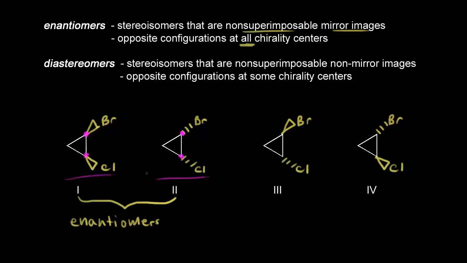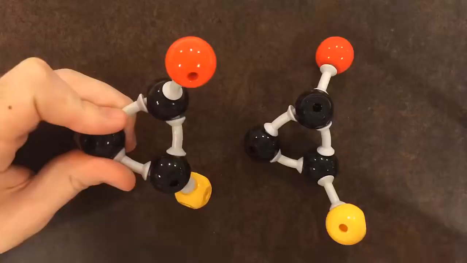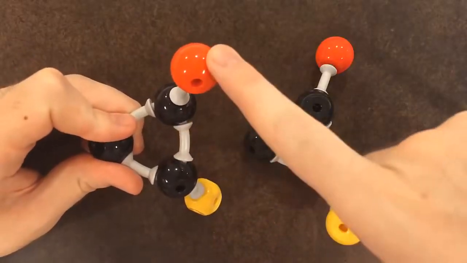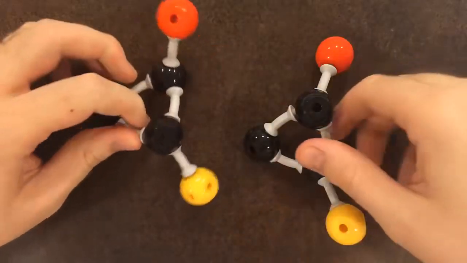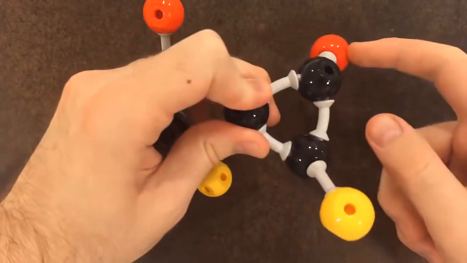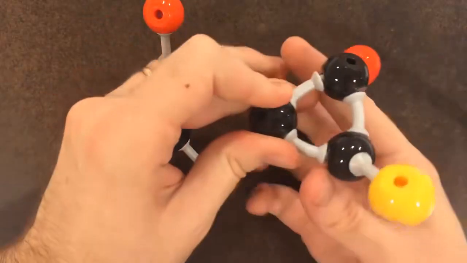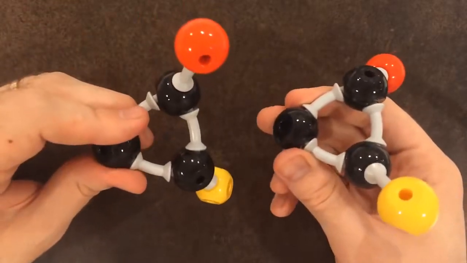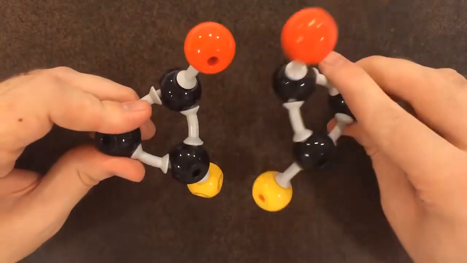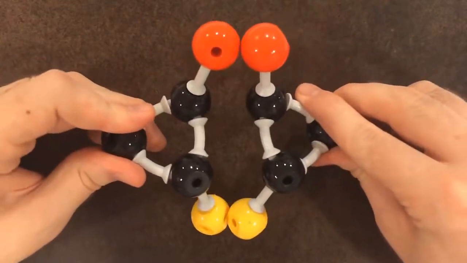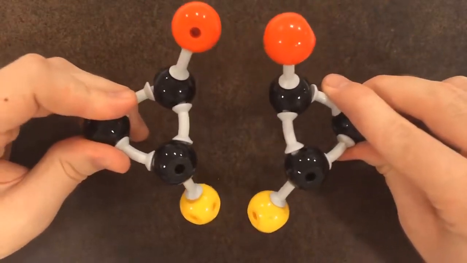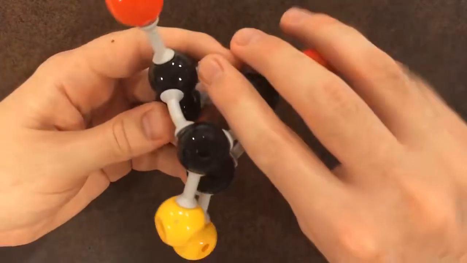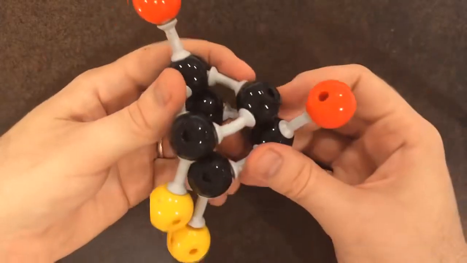They are enantiomers. Let's look at the relationship between stereoisomers 3 and 4. On the left is stereoisomer 3 with bromine up and chlorine down. On the right is 4 with bromine down and chlorine up. If we hold them together and I rotate the one on the right, it's easy to see that these are mirror images of each other, and they are non-superimposable. If I put the chlorines on top of each other, now the bromines don't line up.